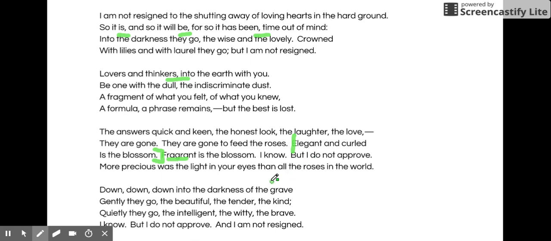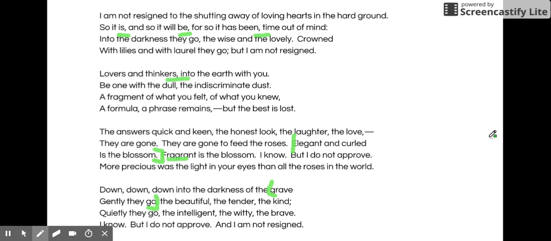Another enjambment, we have grave, gently they go, the beautiful and the tender, the kind. Okay, so we have this lovely grave and gently they go, connecting the two lines and showing a juxtaposition, a contrast between grave, which is death, and beautiful, tender, and kind. And that's pretty interesting, I think.